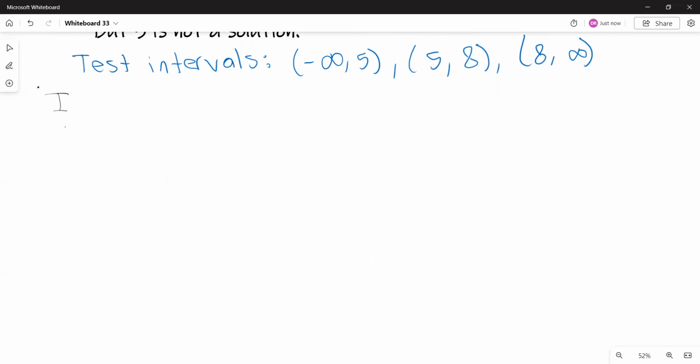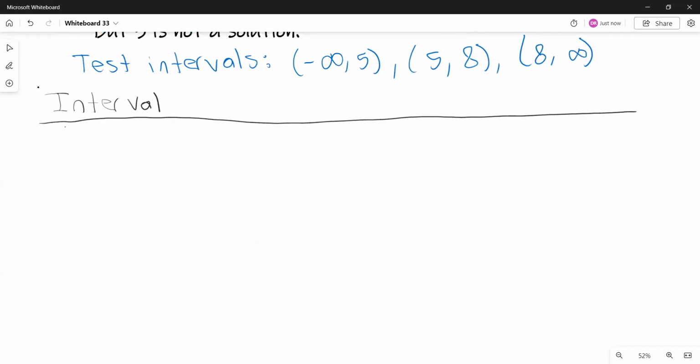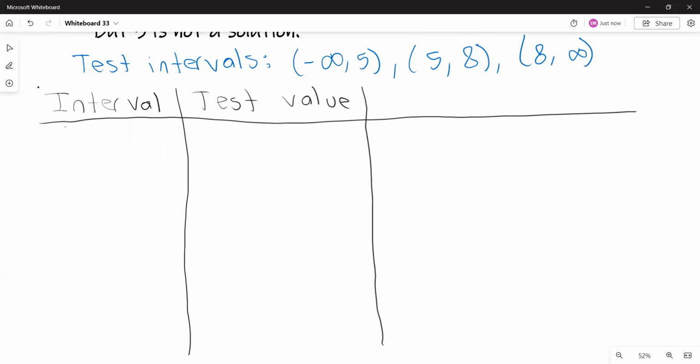Okay, the first interval. So we're going to make a table with the interval, with the test value, and whether the original inequality is true. Is 2x minus 7 over x minus 5 less than or equal to 3? Is it true?